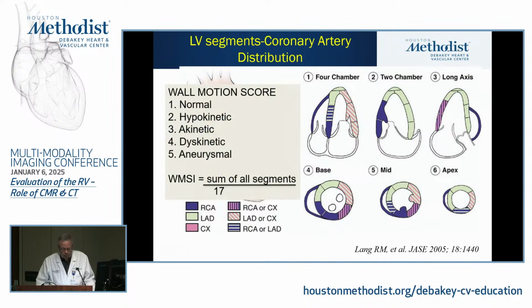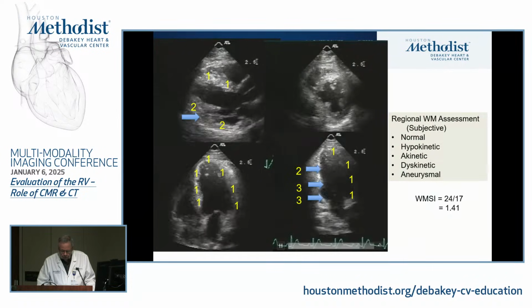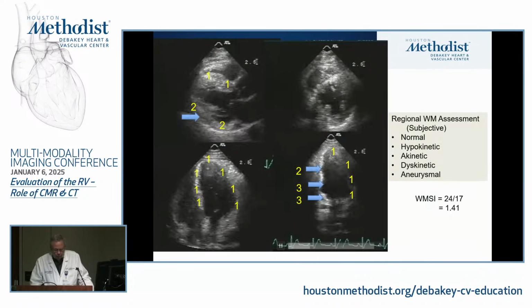The wall motion score consists of assigning a simple numerical score to each of these abnormalities, going from 1 normal to 5 aneurysmal, adding all of them and dividing by 17, and that gives you the wall motion score. So we get to this patient here that we showed before.